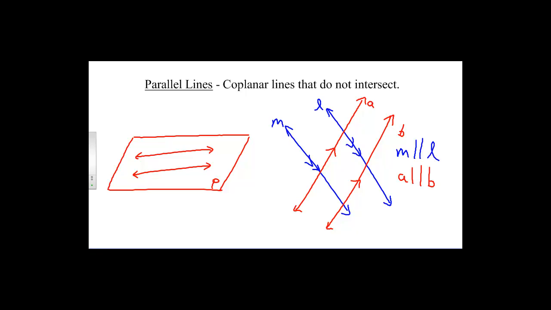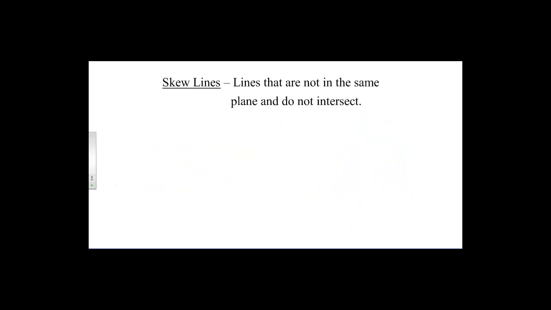I know that lines M and L would be parallel to each other, and lines A and B would be parallel to each other. The symbol for parallel is two vertical parallel lines. This is read as M is parallel to L, and A is parallel to B. Skew lines have a very similar definition to parallel lines with one difference. Skew lines are not on the same plane.